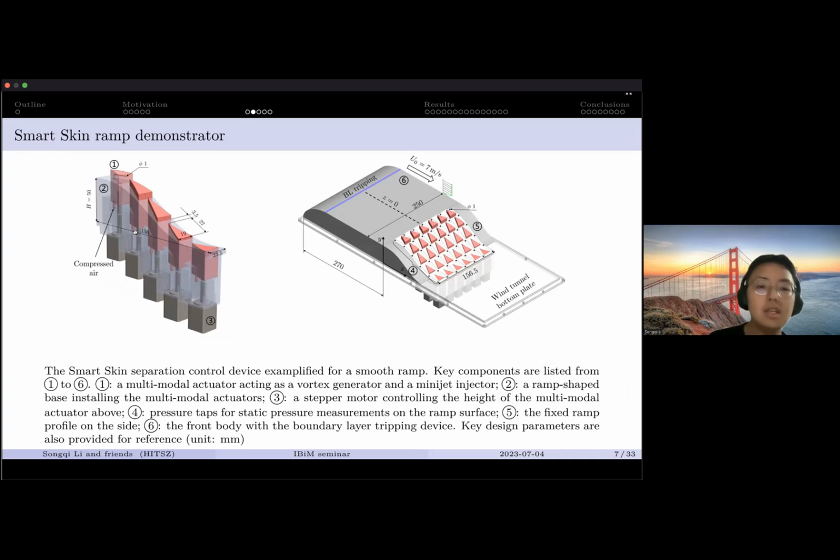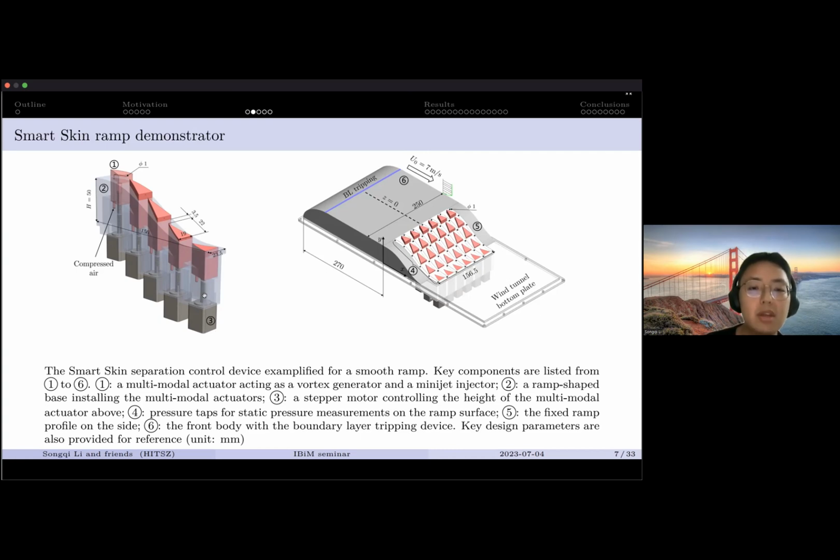As I described before, the goal of this plant is to use distributed actuators to perform separation control for flow over a smooth ramp. We also implement both active and passive control for every actuator. To achieve this, we use these red components. Each component is actually a vortex generator, and the passive control part is achieved by the stepper motors underneath.